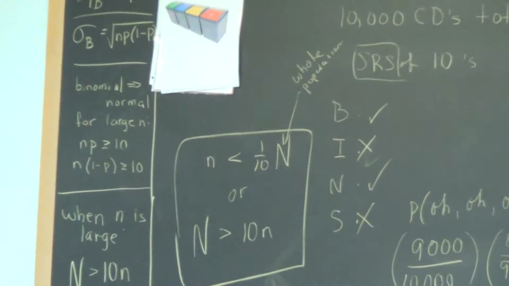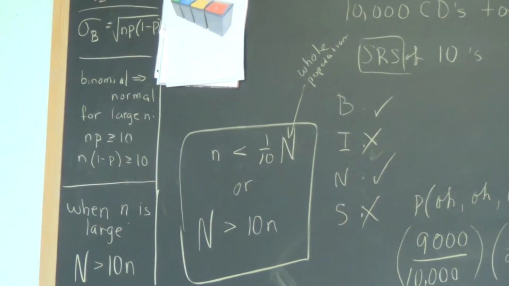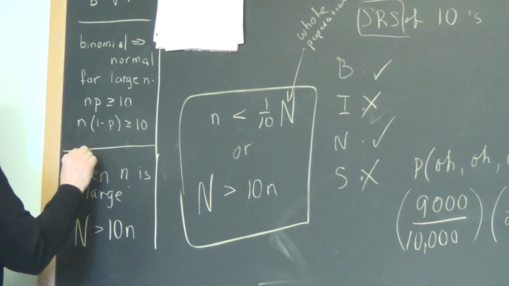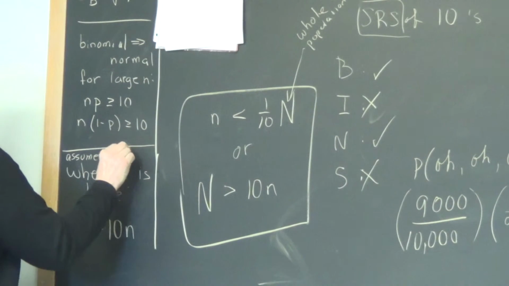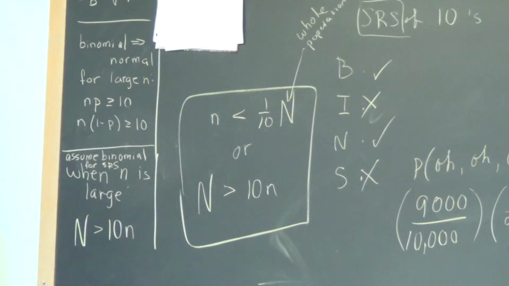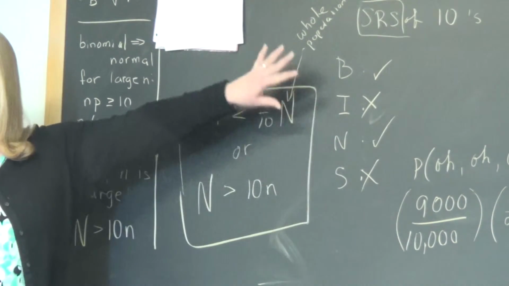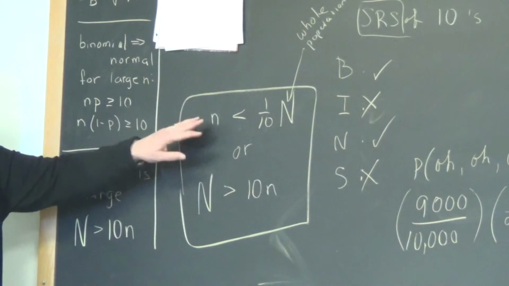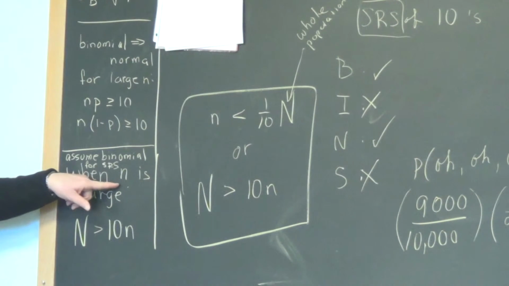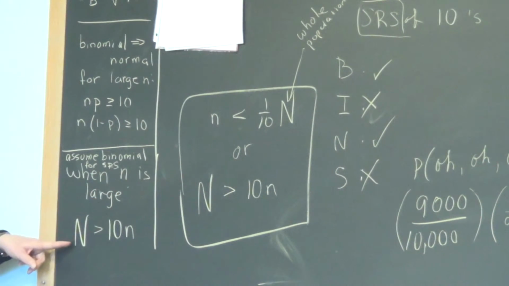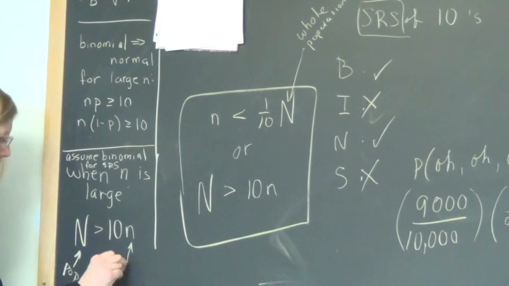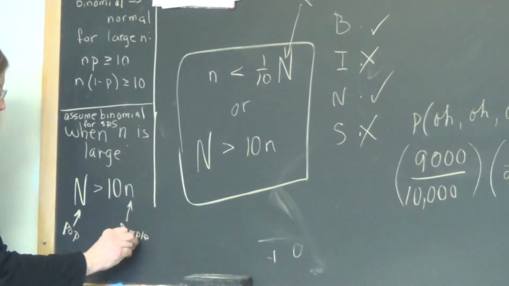Yes, when n is large. Now, what about when this n is large? When we say assume binomial for a simple random sample, any simple random sample you take is not truly binomial unless it's close to these parameters, where the whole population is greater than 10n, which is your sample size. So when this is the whole population and this is the sample size, all right, we'll practice with this.